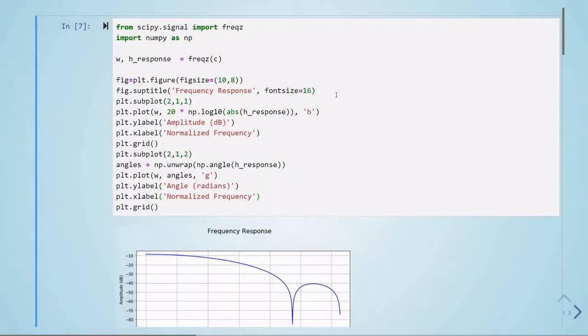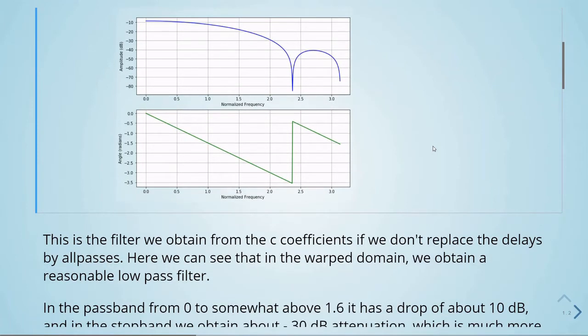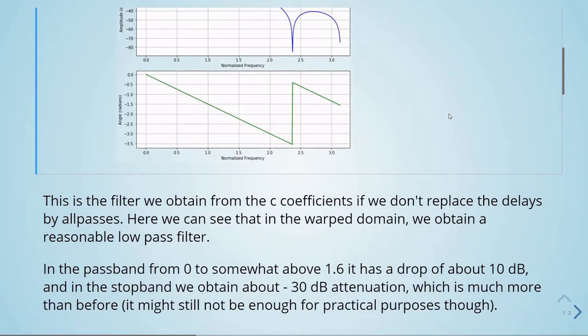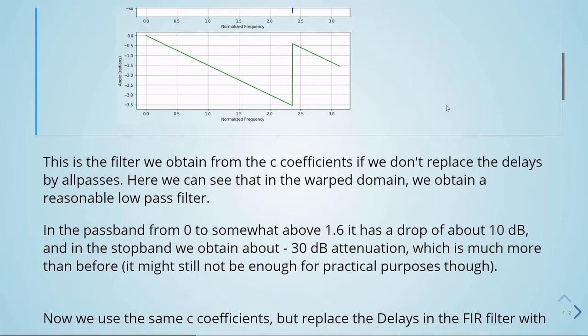So this is the frequency response of this new filter. So we are once again using freqz from SciPy. Here, this is the filter we obtain from the coefficients if we don't replace the delays by all-passes. Here we can see that in the warp domain we obtain a reasonable low-pass filter. So in the pass band from 0 to somewhat above 1.6, it has a drop of about 10 dB, and in the stop band we obtain minus 30 dB attenuation, which is much more than before, but it might still not be enough for practical purposes.